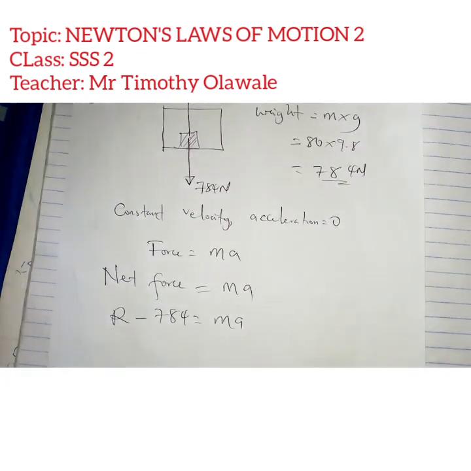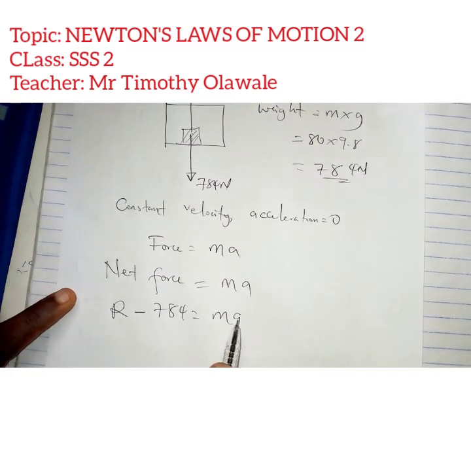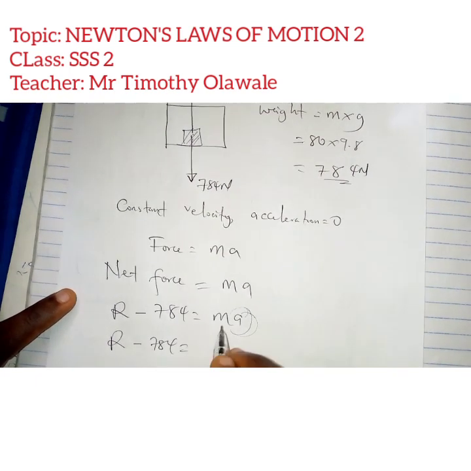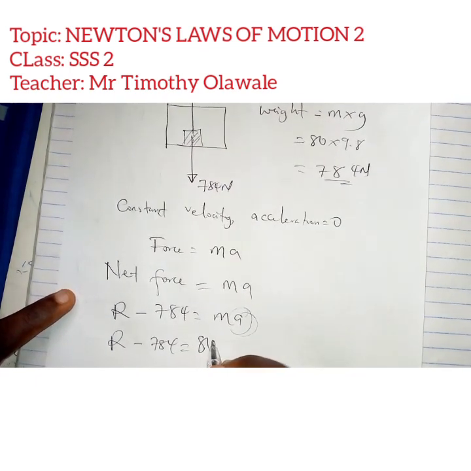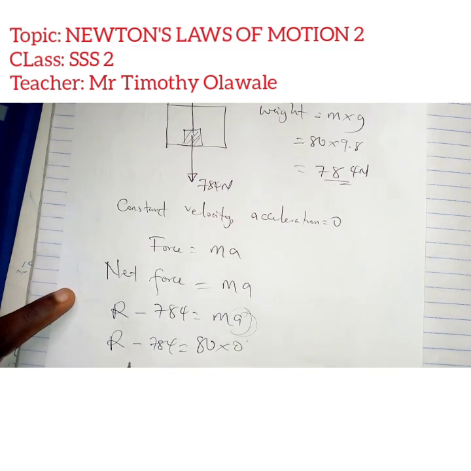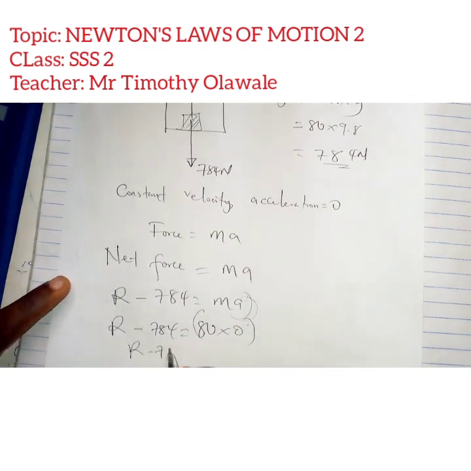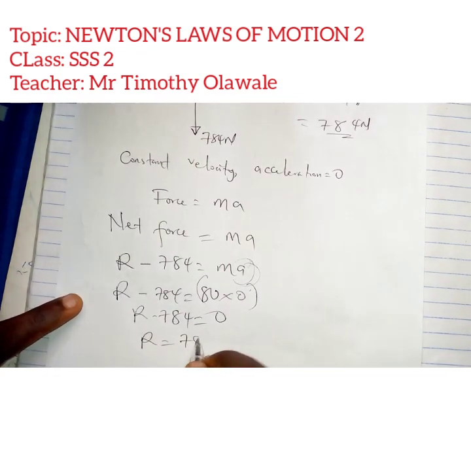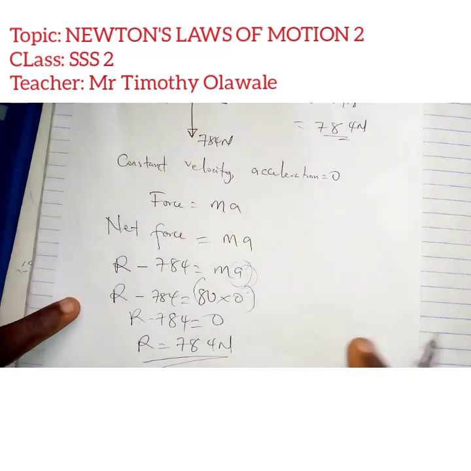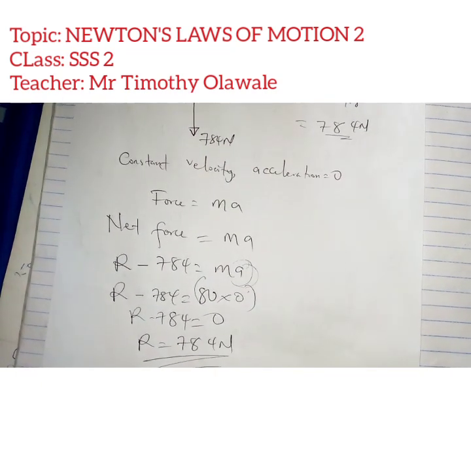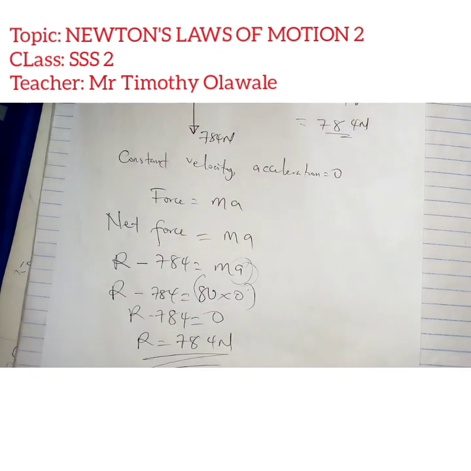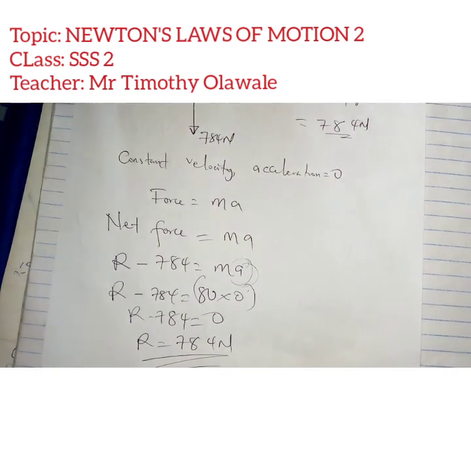All right, but pay attention to this. Remember that a is 0. So we have reaction minus 784 equals, what's our m? 80. That's the mass. a is 0. So we have R minus 784 equals 0. R equals 784 Newton. So for the first question, the reaction is the same as the weight. Why? Because it is moving at constant velocity. Is that clear?